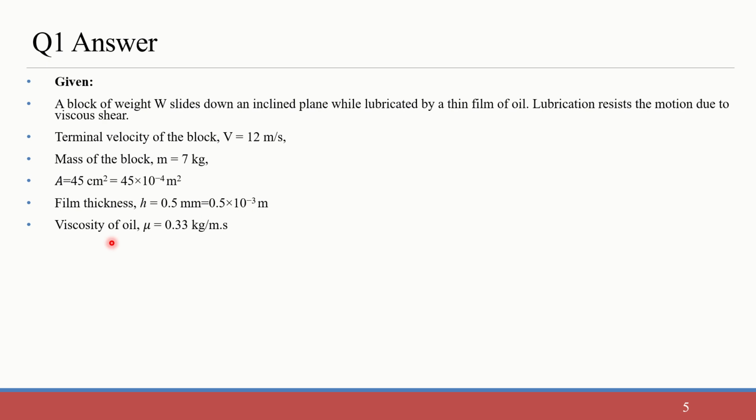And also we are given oil properties. The viscosity of the oil mu is 0.33 kg per meter second, and density of oil is given as rho equal to 900 kg per meter cube, and as we all know, g value is 9.81 meter per second square. So now what we need to find? We need to find the inclination angle, the angle which the inclined plane is making with the ground. We need to find that angle. So inclination of the plane, that is theta.